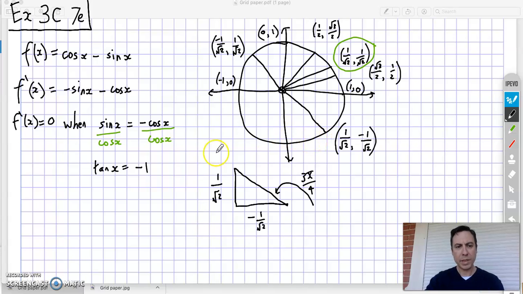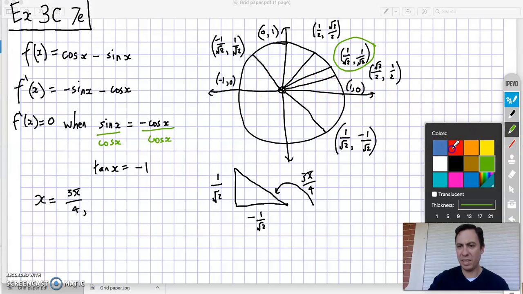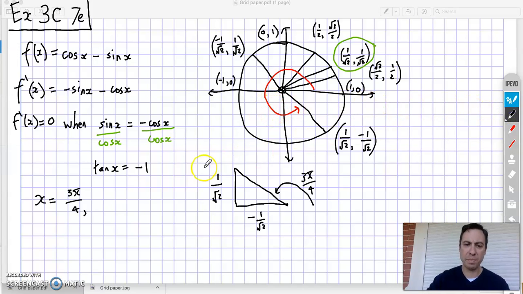Okay, so we found our x's. Our x's are 3 pi on 4, and over here, let me do this in a different color. Start here, we're going to go all the way around to the other solution. What angle is that? That's 7 pi on 4, right? 7 pi on 4.